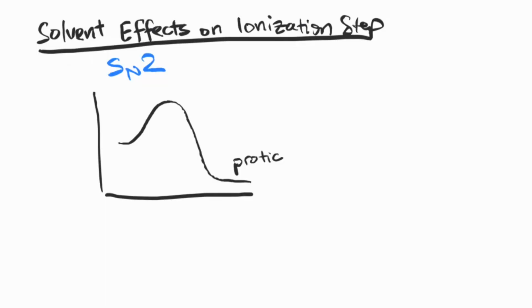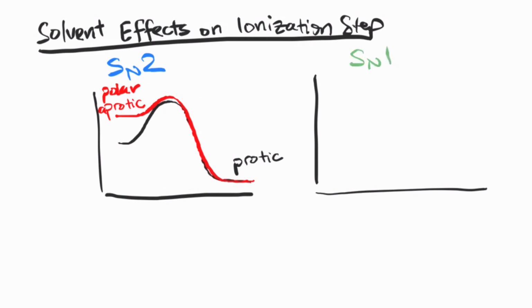Recall that the rate of the SN2 reaction is increased by a polar aprotic solvent. It turns out it is the opposite in an SN1 reaction. In an SN1 reaction, the rate is increased by a polar protic solvent. Let's explore why. Remember that in an SN2 pathway, the starting materials are ions. And because of the ionic nature of the reactants, they are destabilized by the polar aprotic solvent, so their energy level is raised. Because of that, the activation energy is decreased, making it a more favorable reaction.